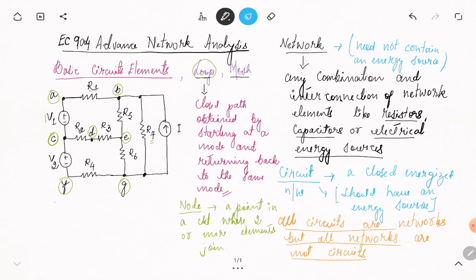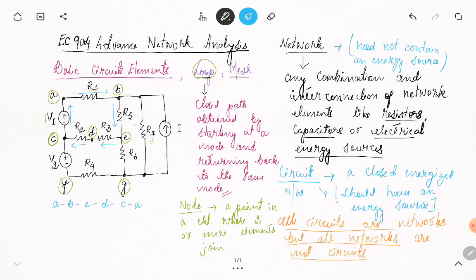Yes, let's take the example of this loop A, B, E, D, C, A. Okay, so this is a loop. It starts from A, then goes to B, then E, then D, then C, and goes back to A. So it's a closed path starting at a node. The starting node is A and it returns back to the same node. A, B, E, D, C, A.